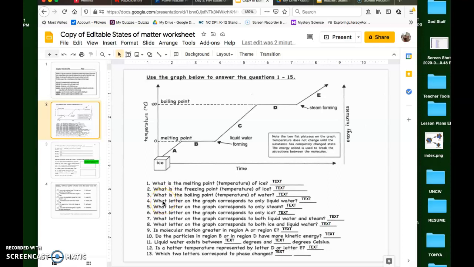Number 4 through 9-ish get a little bit trickier. So you're going to use the letters, like A, B, C, D, E, to identify different parts on the graph. So number 4 asks you, what letter on the graph corresponds to only liquid water? So we know that right here, we're at our melting and freezing point at 0. But as you notice right here, you see an increase in temperature because my line is going up. So it's no longer a solid right here. All right, so you can even see here on the graph, it labels forming liquid water. So the letter that corresponds to only liquid water would be C, because C is labeling this line that goes up right here. And then you're going to keep answering all these questions together.